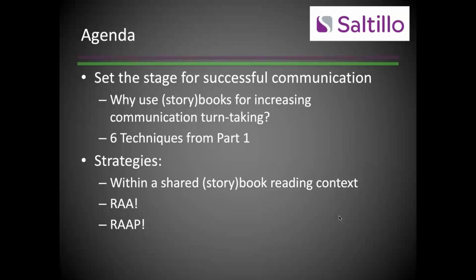So we're going to review those 6 techniques from part 1. Again, if you took that, give yourself a little quiz here and see if you can remember what they are. You might see a slight difference in the layout. And then we're going to get into the RAW and the WRAP strategies within a shared storybook reading context. I'm going to model with you on the same type of storybook that I used in part 1, which is from tarheelreader.org, and the same low-tech 96 location board that you saw in part 1 as well.